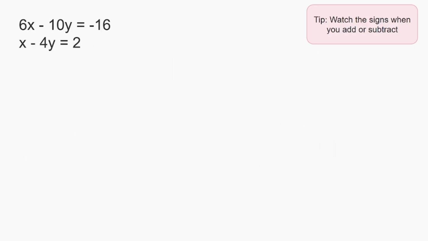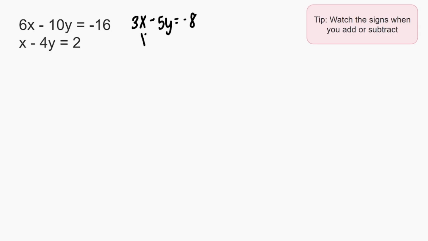Now, let's do this question. As we can see, in this case, the x's are already lined up properly, and the y's are as well. But before we get to multiplying, is there anything we can do to potentially make our lives easier? The answer is yes. As you can see, 6 and negative 10 and negative 16 share a multiple of 2. So if we divide everything by 2, we can make this 3x minus 5y equals negative 8.